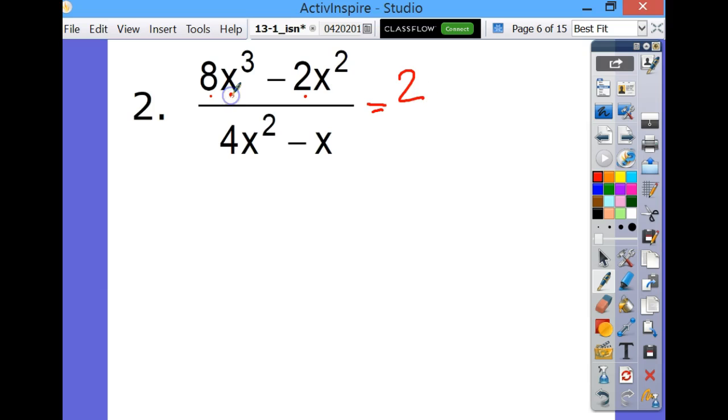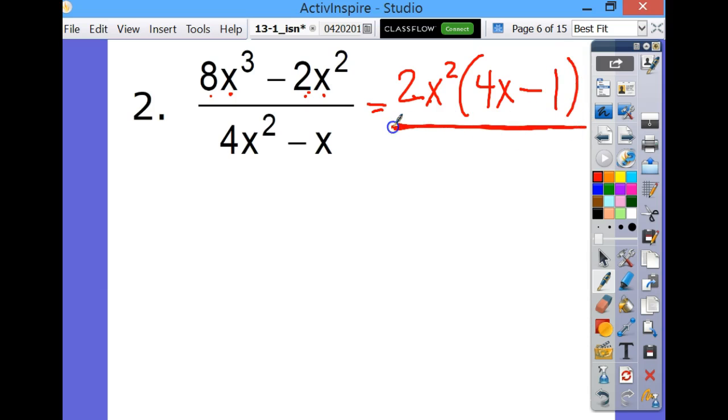Is there any number that divides both 8 and 2? And do you see that has some x's and that has some x's? They each have at least x squared or more. I'm just talking about the numerator. You look at the numerator, you look at the denominator separately. So 8 divided by 2 is 4. X to the third divided by x is x squared. 2 divided by 2 is 1. X squared divided by x squared is 1.